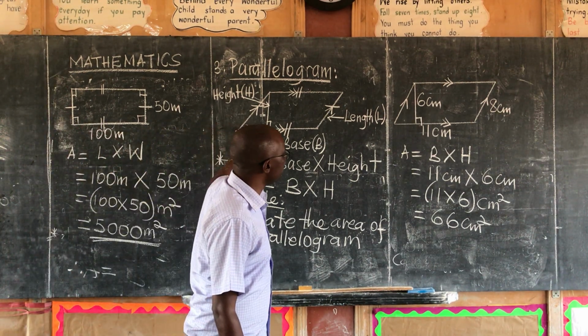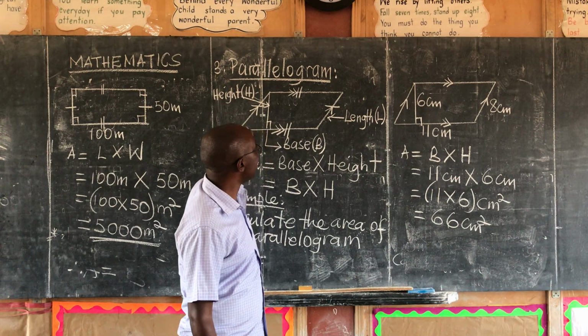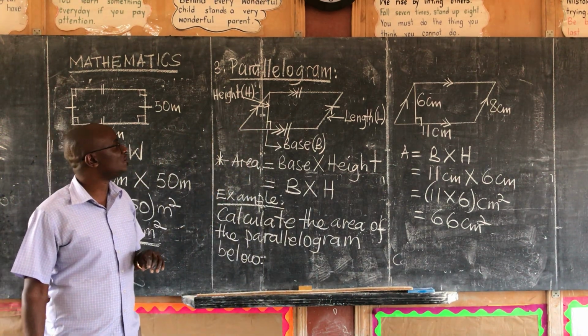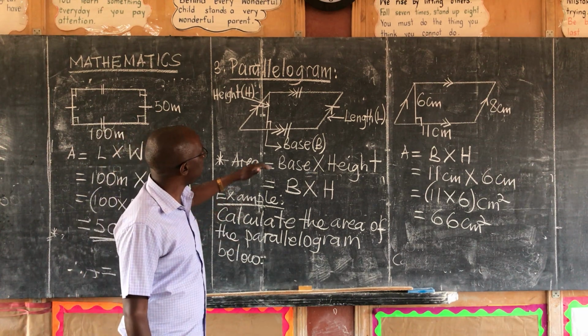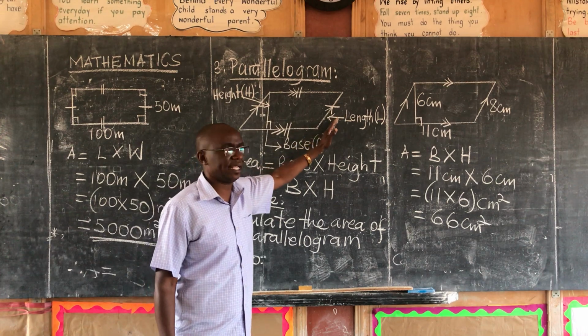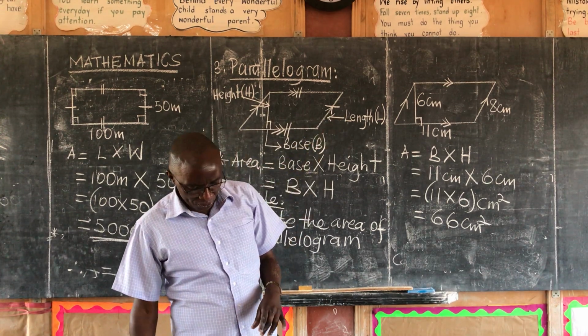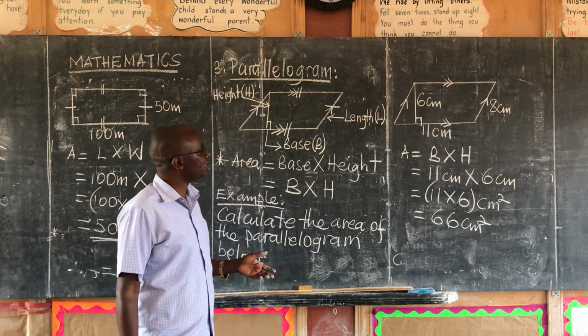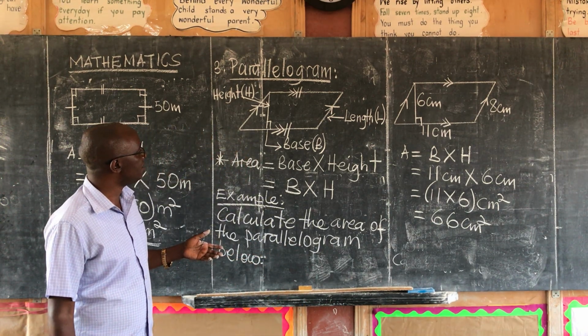If I'm to remind you with a parallelogram also, we said opposite sides of a parallelogram are equal, meaning that this side is equal to this side and this side is equal to this side. And we also said opposite sides of a parallelogram are parallel.